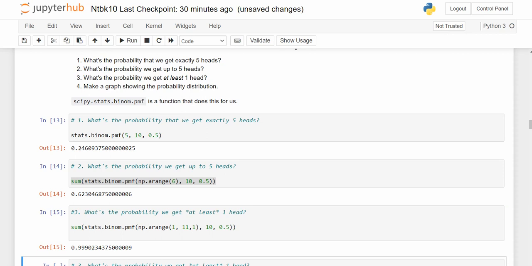And believe it or not, we have almost 100%, right? We have a 99.9% chance of getting at least one head, it makes sense, right? What if we don't get at least one head? Well, that means we got all tails, 10 out of 10 tails, which seems pretty surprising if it's a fair coin, right? So that probability does in fact make sense.